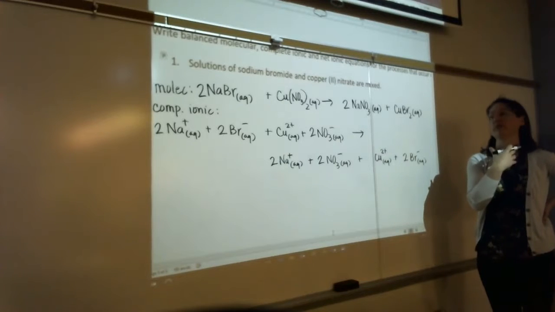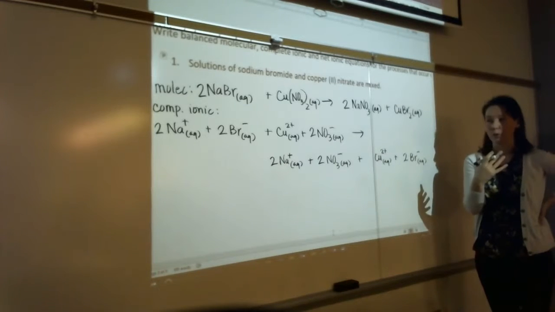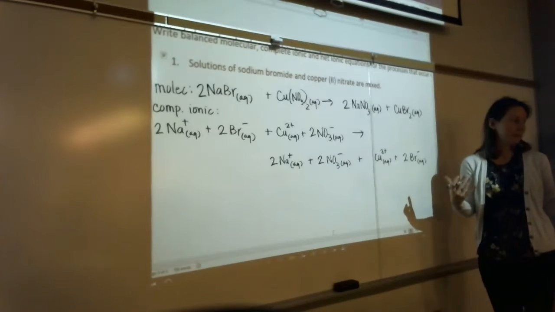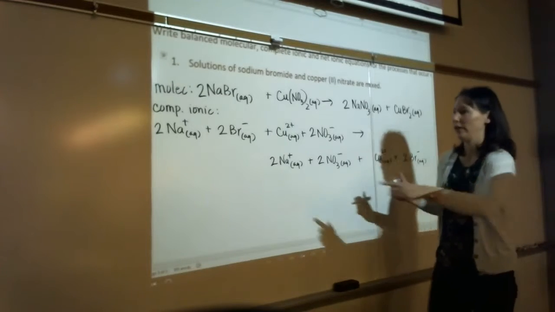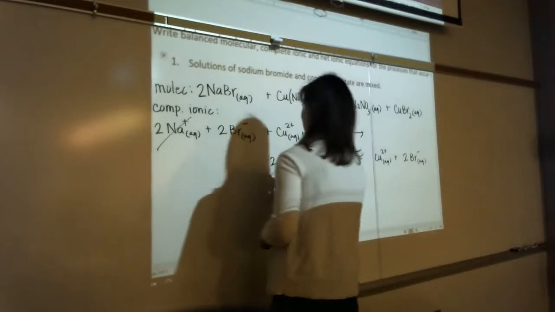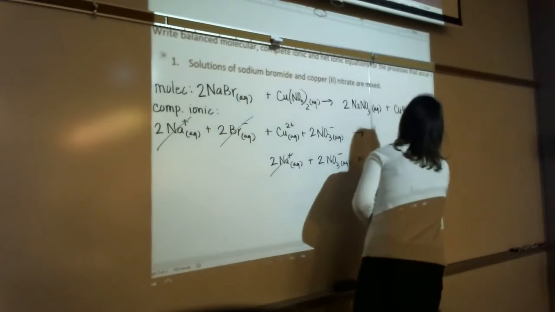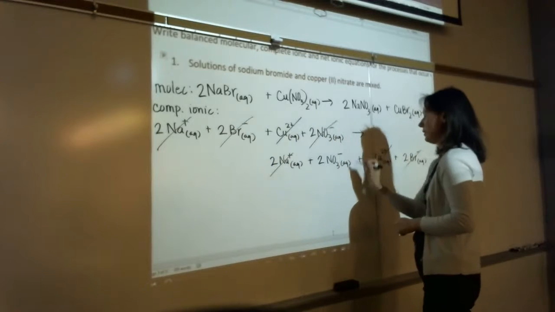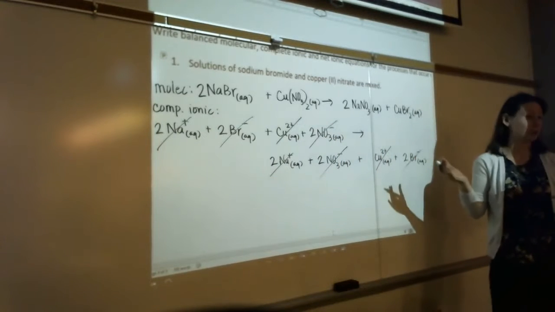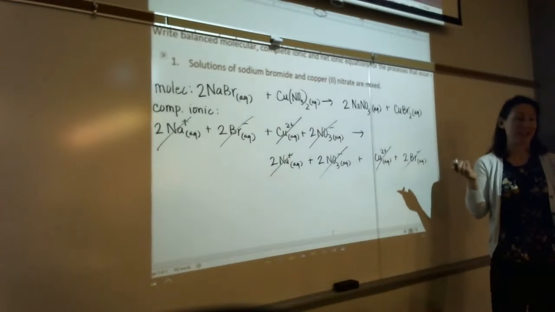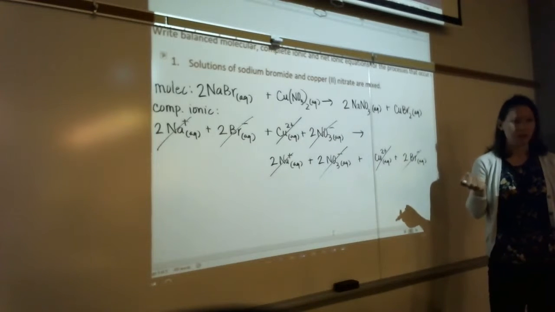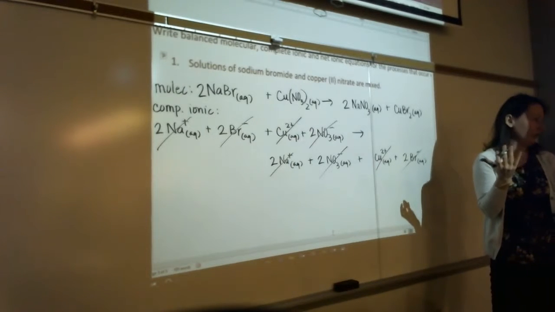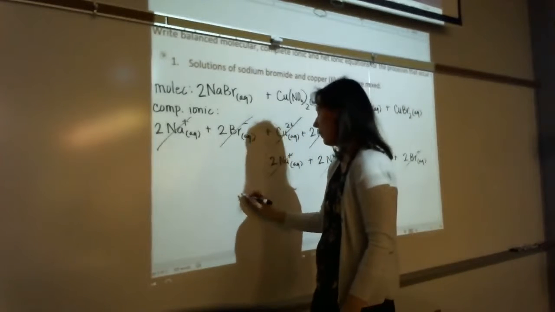We dissociated everybody. So when I go through and cross out my spectator ions, what am I going to get? Everybody's a spectator ion, right? Because look, I've got 2Na+, 2Na+, 2Br-, 2Br-, Cu2+, Cu2+, 2NO3-, 2NO3-. Everything cancels out. So did a reaction even occur? No, right? All you did was mix two solutions together and they stayed dissolved in each other. So that's why we say no apparent reaction.